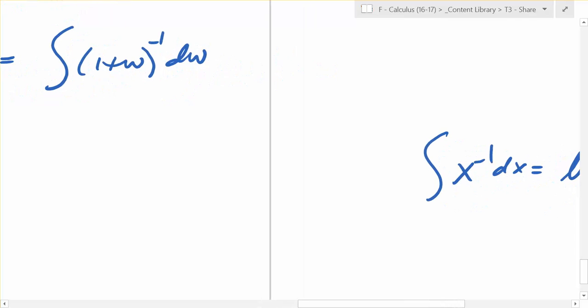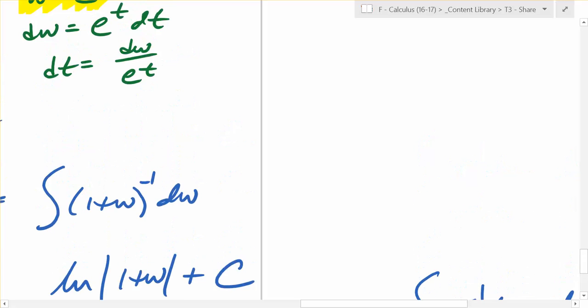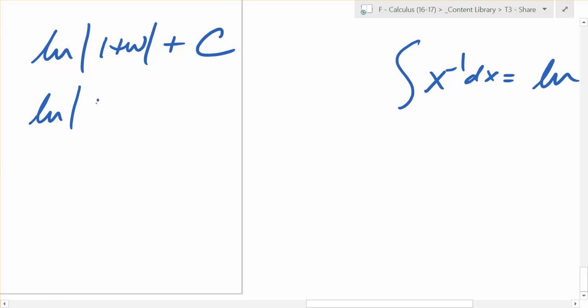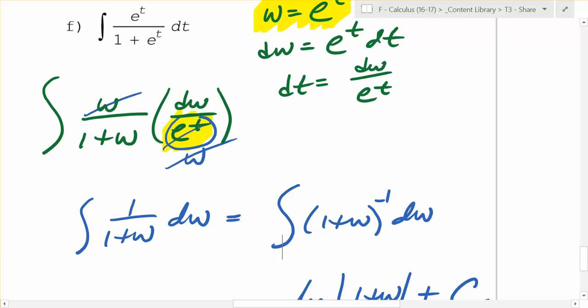Okay, so what's the integral of this right here? ln of the absolute value of 1 plus w, plus what? C. But what did we know w is equal to up here? e to the t. So the answer to this is ln of 1 plus e to the t, plus C. The key lesson here, everybody, you see the highlighted yellow? Do you see the cancellation we did right there? You can substitute more than once where convenient.